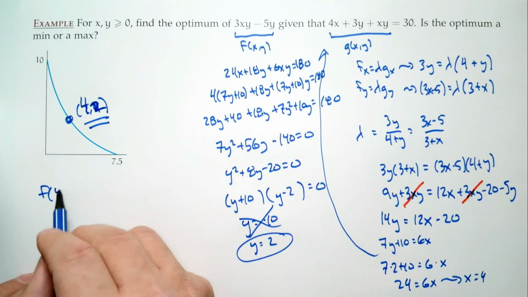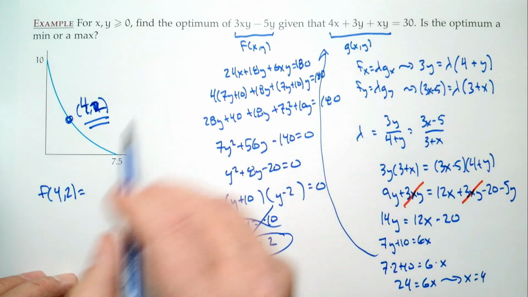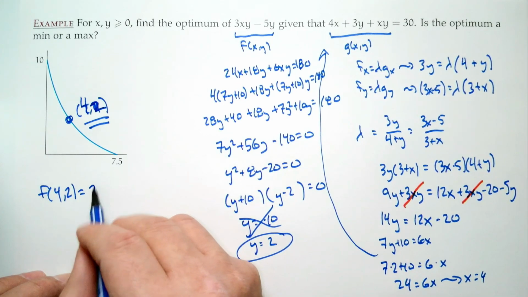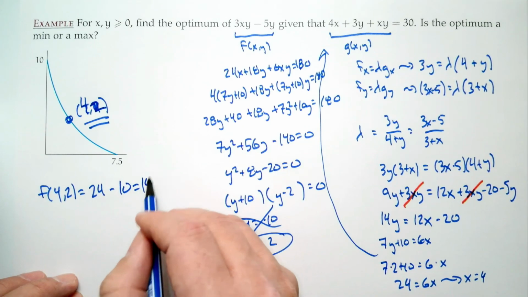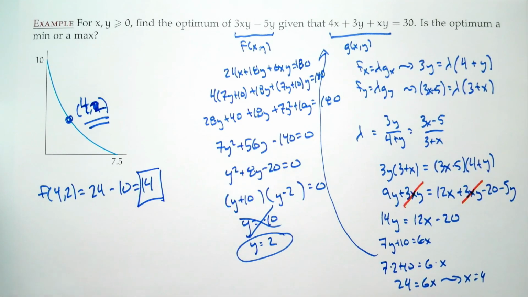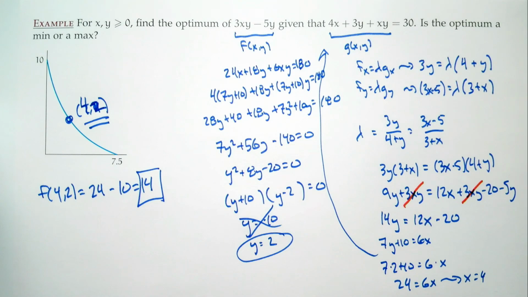So the optimum is f of 4, 2, which would be 3 times 4 times 2, that's 24, minus 5 times 2, which is 10, which is 14. All right, and so that's what it is. That's the optimum. If you want to know whether it's a max or a min, go to the corners, and that'll tell you. But I'll leave that as an exercise for you because we're done.